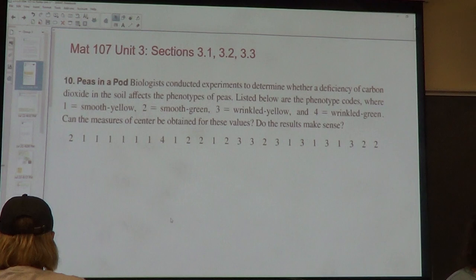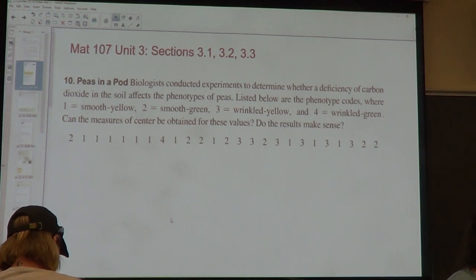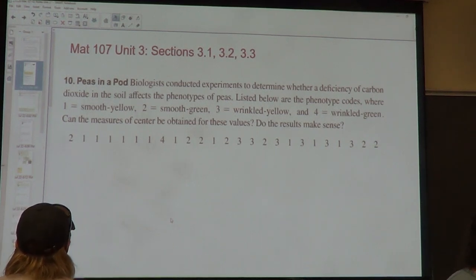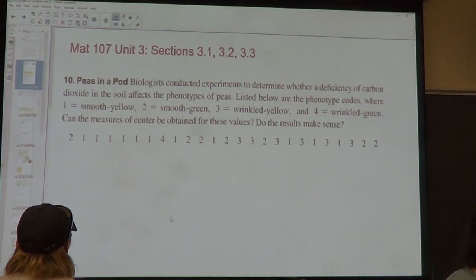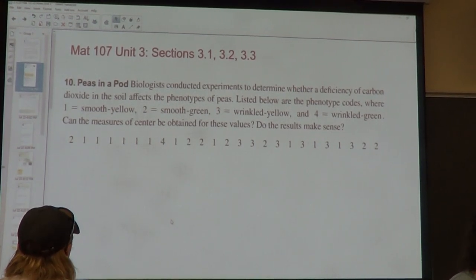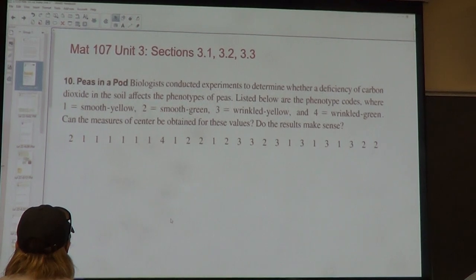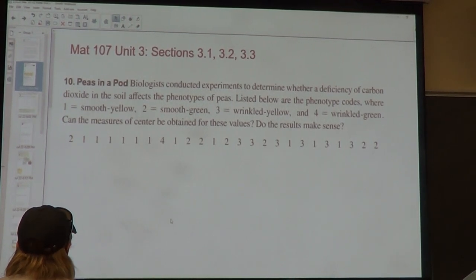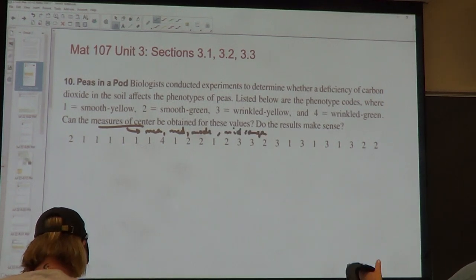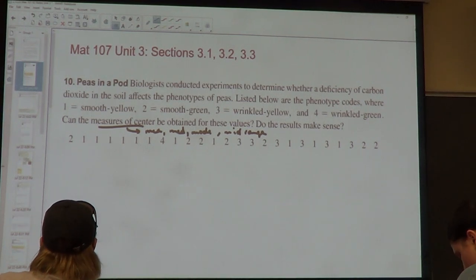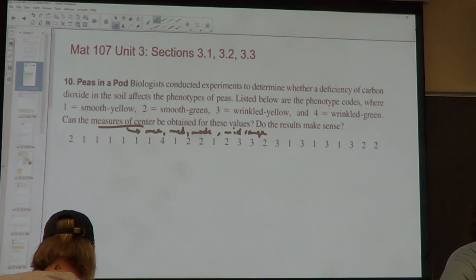For this problem, if these peas come across, I want to know the type of pea they are. If they're smooth and yellow, I call them a 1. If they're smooth and green, a 2. If they're wrinkled and yellow, a 3. If they're wrinkled and green, a 4. So I want to know, can the measures of center be obtained? The measures of center are the mean, the median, the mode, and the mid-range. Can we find those things? That's my first question. And my second question is, do they make sense?